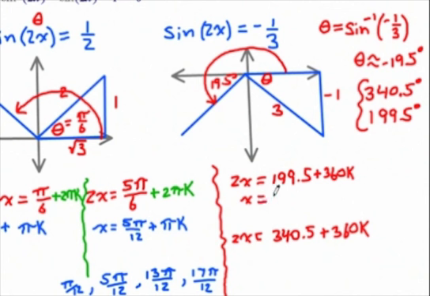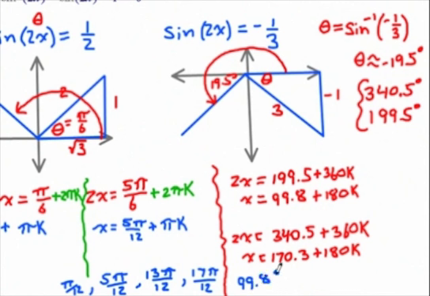So we're going to get x is equal to 99.8 plus 180k. And down here we're going to get x is equal to 170.3 plus 180k. So when we go through and start playing with our answers, we're going to get 99.8 degrees, 170.3 degrees, and then start letting k equal 1, and 2 is not going to work, so k equals 1.